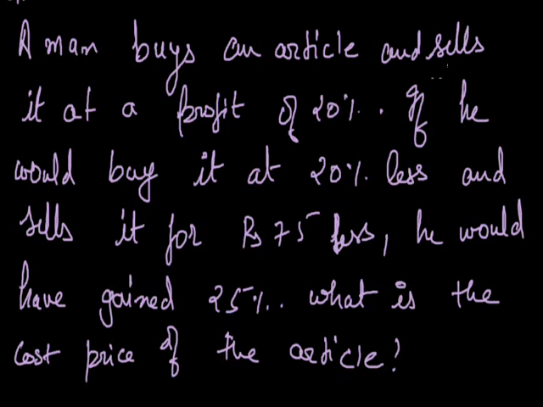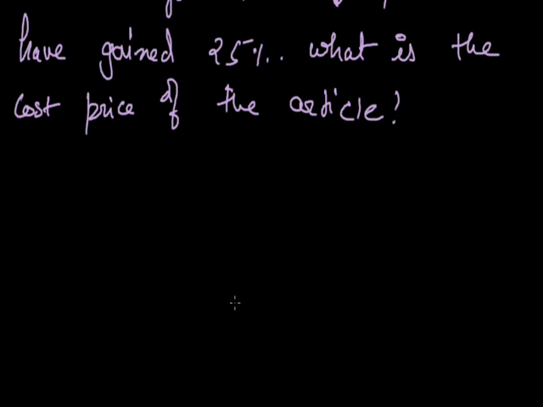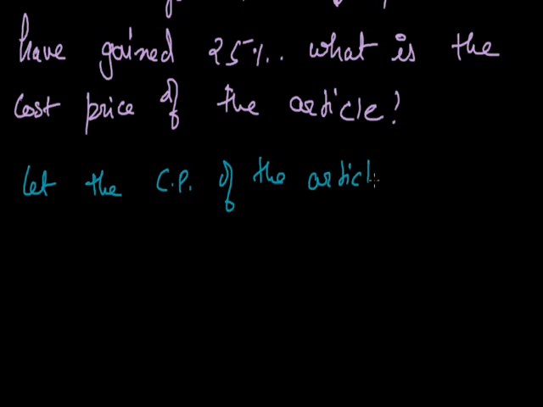A man buys an article and sells it at a profit of 20%. Firstly, he had bought something and sold it for a 20% profit. Now it is given that if he would have bought it at a cost price 20% less than what he had bought it for earlier, and sold it for 75 rupees less than what he had sold it for earlier, he would have gained 25%. So we have to find its cost price. We will first assume the cost price of the article. Let the cost price of the article be x.